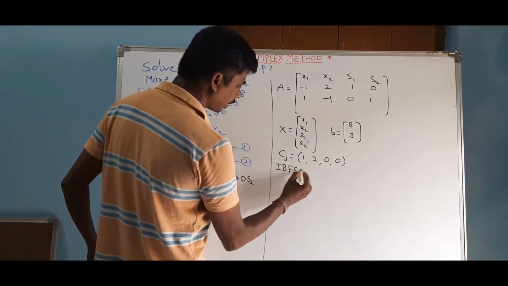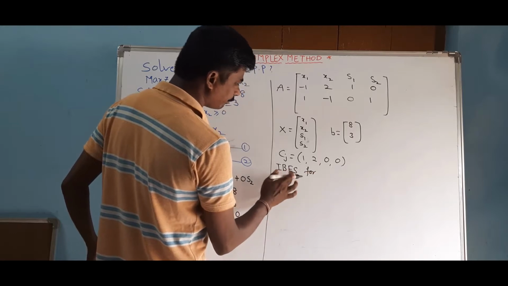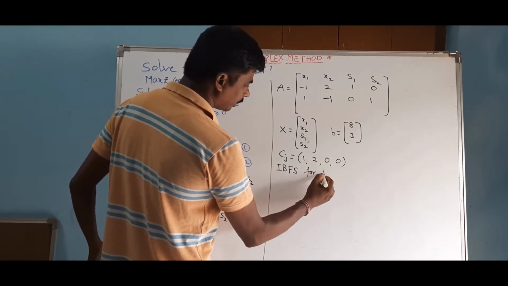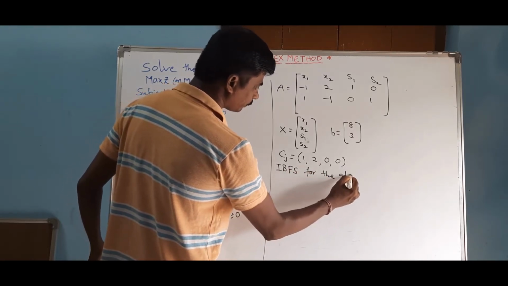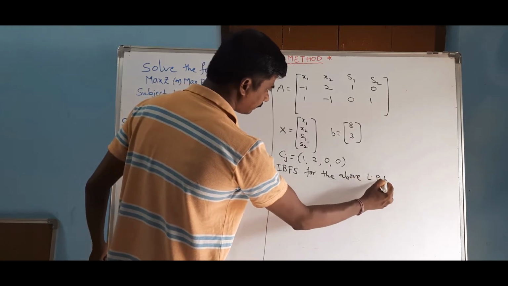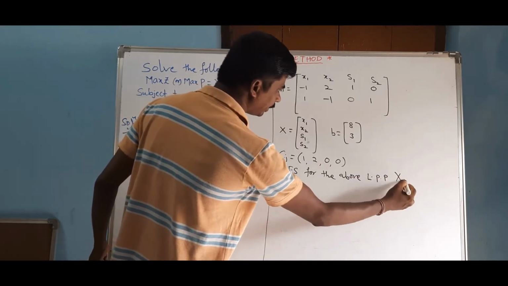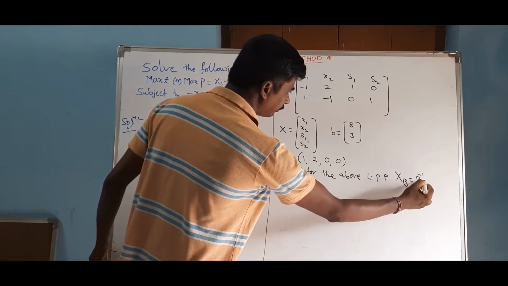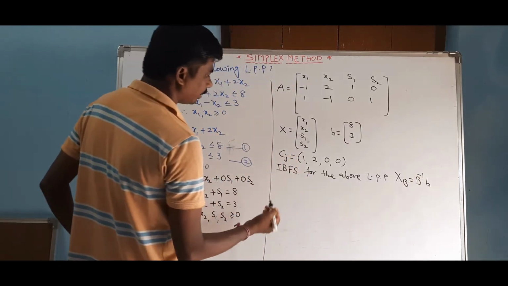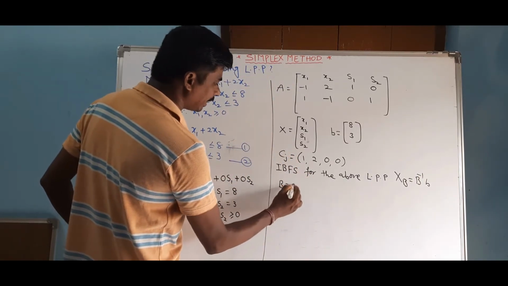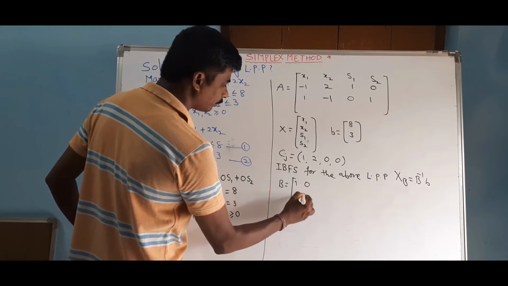Now see, the IBFS, initial basic feasible solution for the above LPP: XB equals B inverse into b. But what is B here? The B matrix is 1 0 0 1.